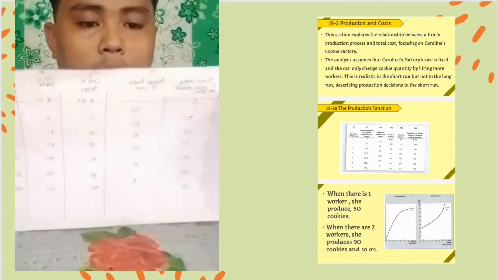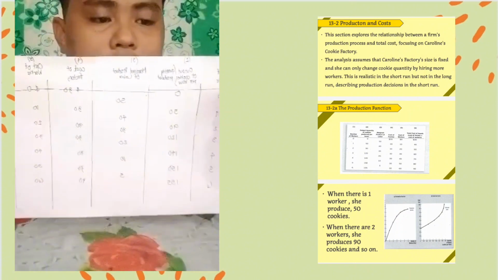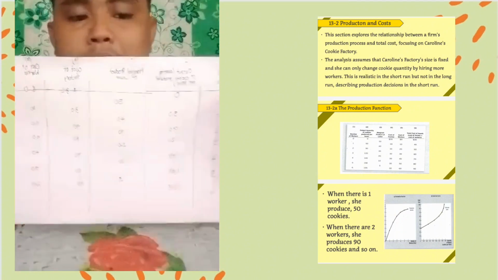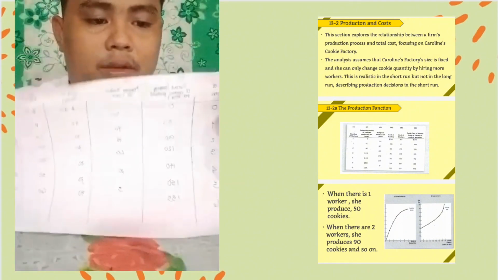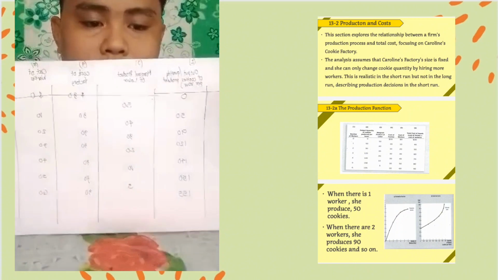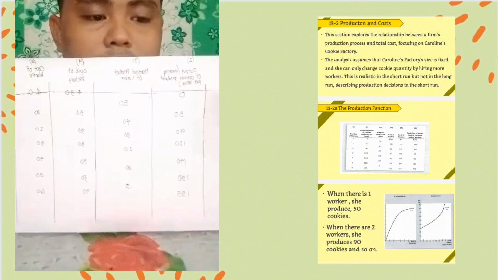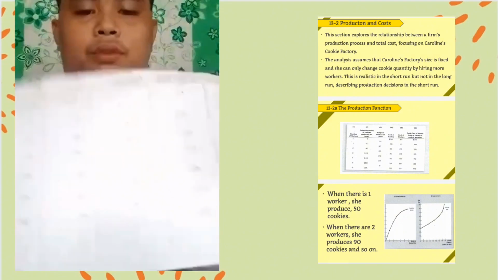At first, when only a few workers are hired, they have easy access to Caroline's kitchen equipment. As the number of workers increases, additional workers have to share equipment and work in more crowded conditions. Eventually, the kitchen becomes overcrowded, and workers often get in each other's way. Hence, as more workers are hired, each additional worker contributes fewer additional cookies to total production.